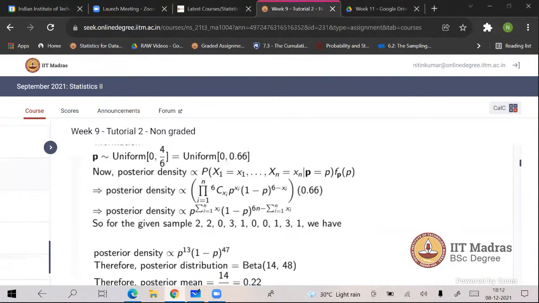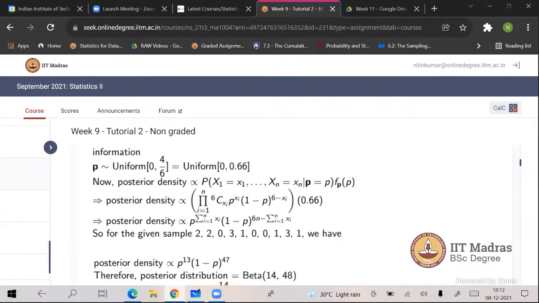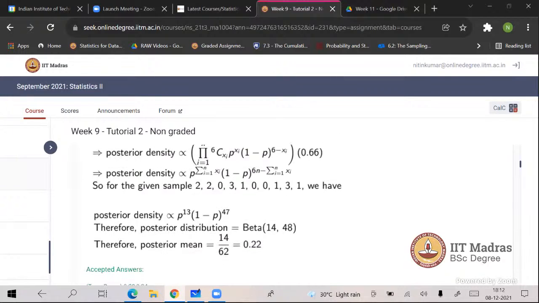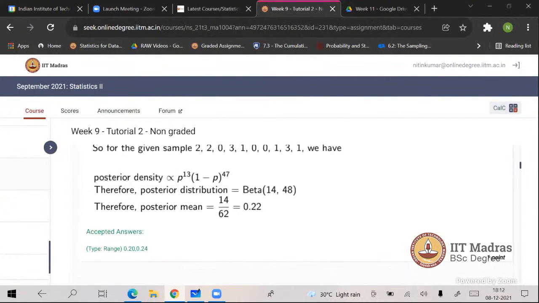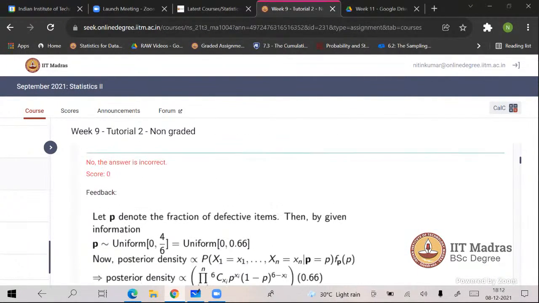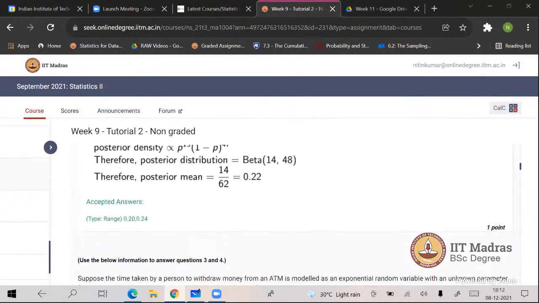Sir, here the prior is uniform on 0 to 0.6, right? So in the prior, I have to write 1 by 0.6, right? This is wrong. This is not 0.6, it is going to be 1 by 0.6. So it's a constant. Answer will be the same, I know that. So that's because there was a fuss in my mind.